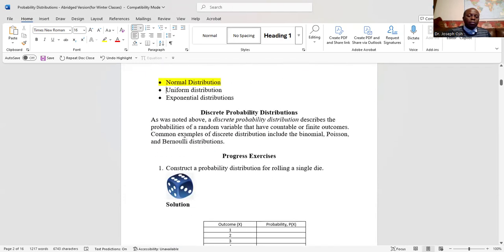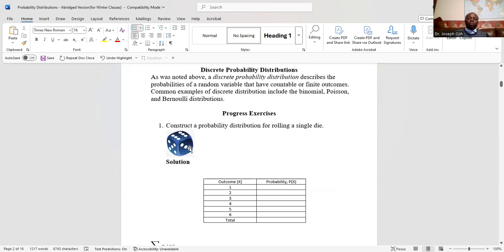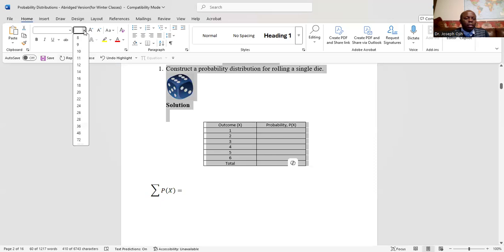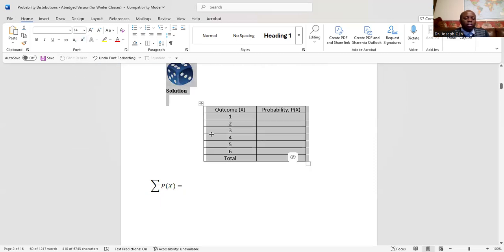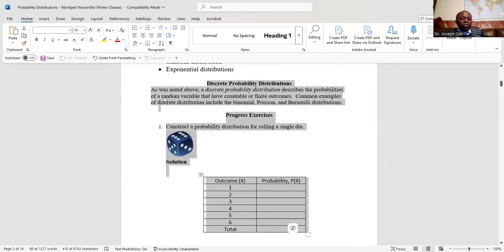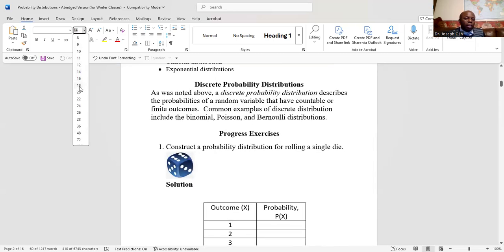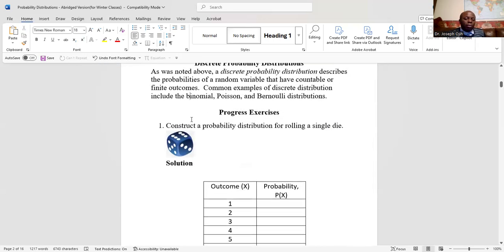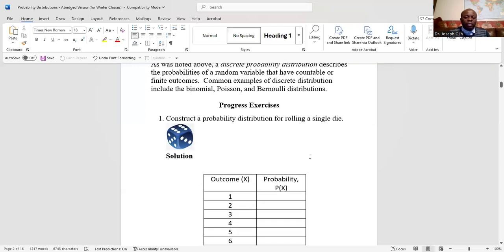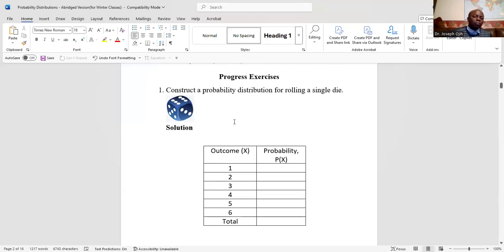Let's start with more explanation of the discrete probability distribution. Now, as I explained already, it is a probability distribution. It is so called because it consists of values that the discrete variable can have, plus their corresponding probabilities. Okay?